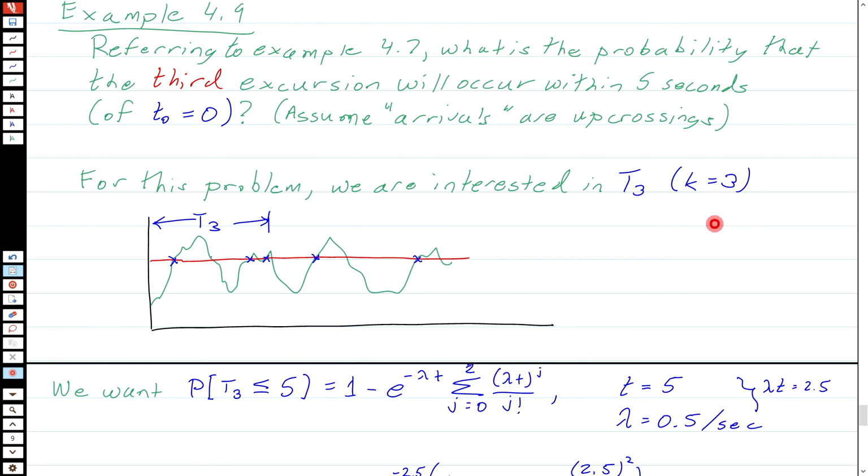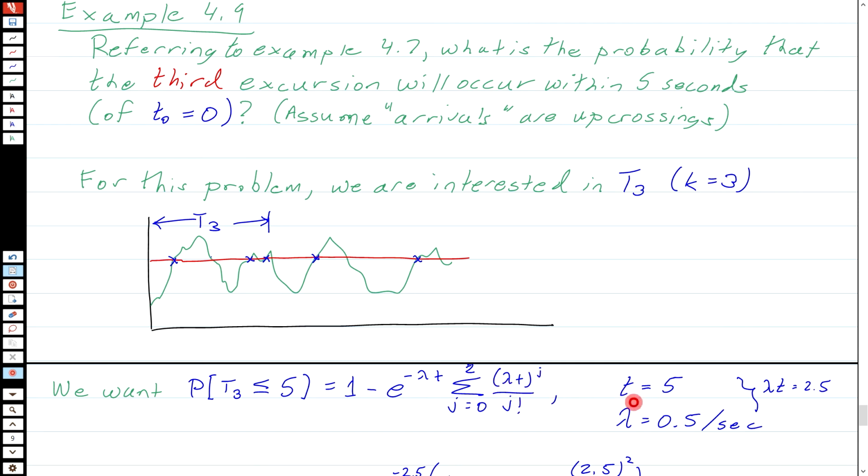So k is equal to 3, and we're looking for the probability that T3 is within 5 seconds, less than or equal to 5. So this is the cumulative distribution function up to 5. If I look at my summary pages, that tells me the CDF, or capital F, for T3 is 1 minus e to the minus lambda t, times the sum from j = 0 to 3 minus 1, which is 2, of (lambda t) to the j over j factorial.